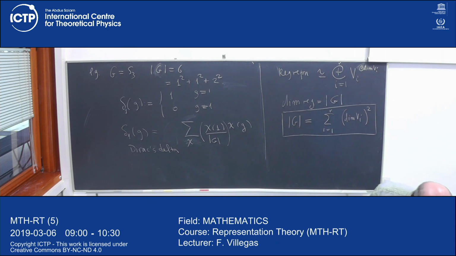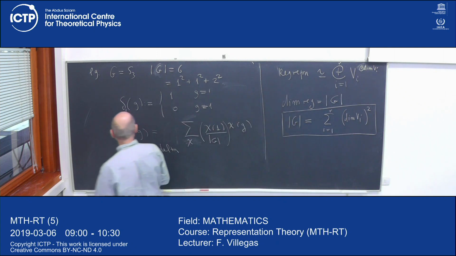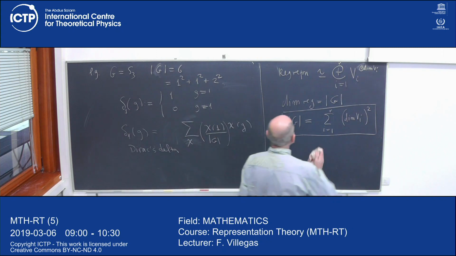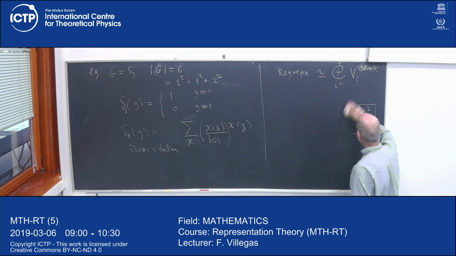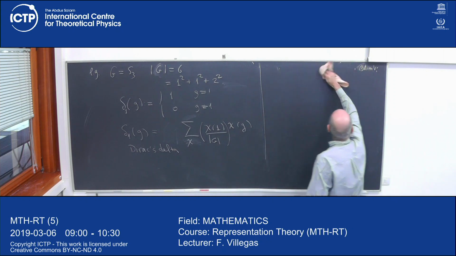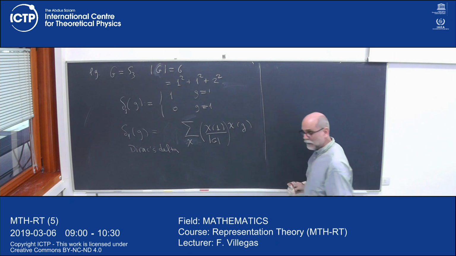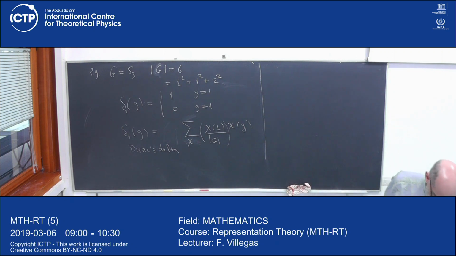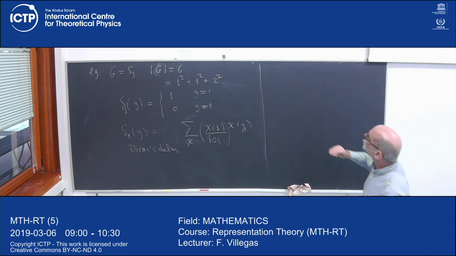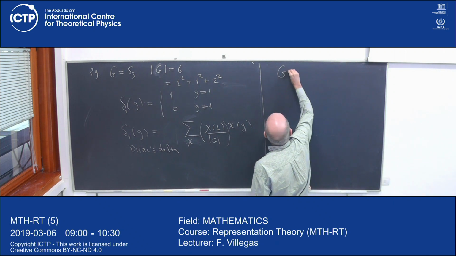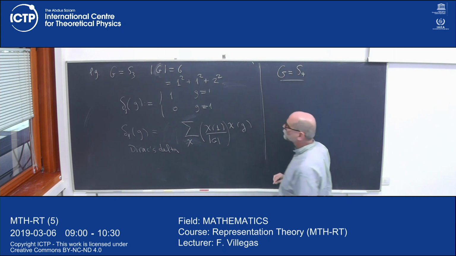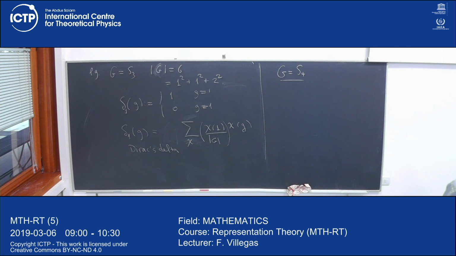Okay, so we still have to prove that there are as many irreducible representations as there are conjugacy classes. So far we have an inequality, but I'll come back to that. And what I'd like to do now is do the example of S4, which is now a bit more substance than S3, which is the only group we did.